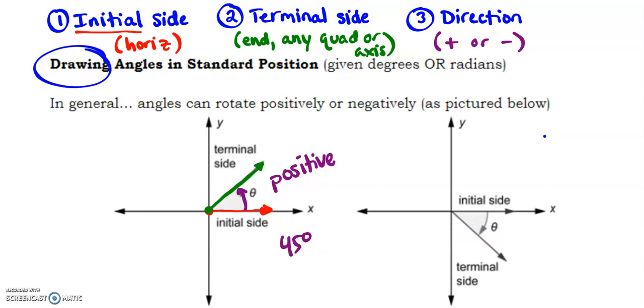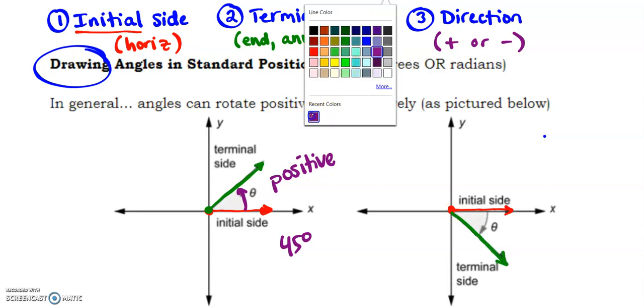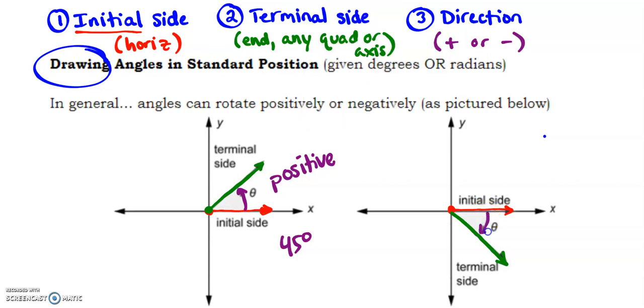in the picture on the far right, we still have our initial ray right here on the x-axis. We still have a terminal side down here in the fourth quadrant, but as you can see, it has gone down. From the x-axis, it has traveled downwards. That makes this a negative angle, and so that would maybe be represented by a negative 45-degree angle.